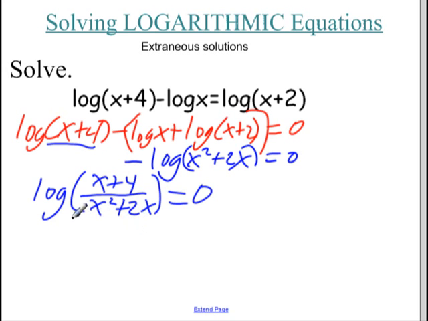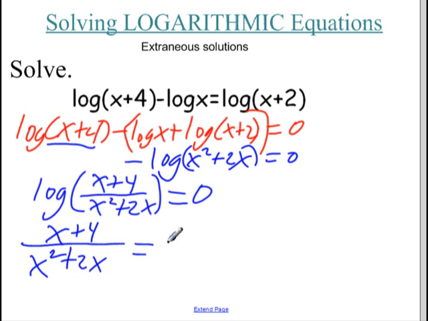This is base 10, so if we rewrite this as an exponential, that's 10 to the 0 equals this. Well, 10 to the 0 is 1, so x plus 4 over x squared plus 2x equals 10 to the 0 power, which is 1. And now we have a funky looking equation, but one that we can actually solve fairly easily. I use that term loosely. It's not super easy, but you know how to do it.